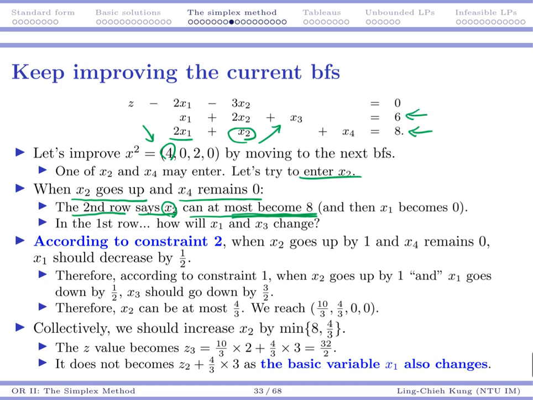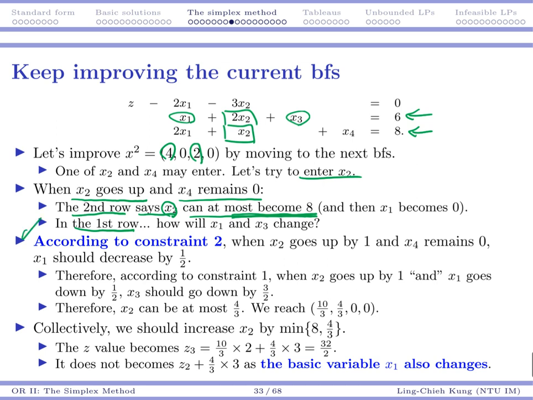But then in the first constraint, well, there comes some problem. When we increase x2, both x1 and x3 would be affected somehow. So if that's the case, how may we know how x1 and x3 would change? x1 and x2, they are both positive now. So we have no way to deal with that when we only look at constraint 1. So in that case, we need to consider constraint 1 and constraint 2 at the same time.